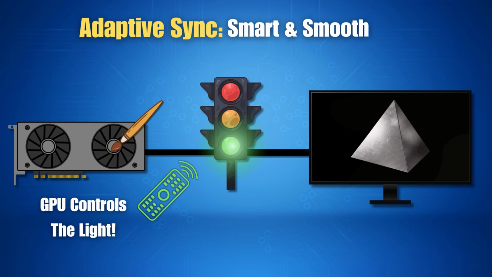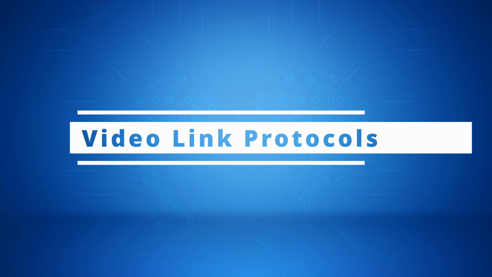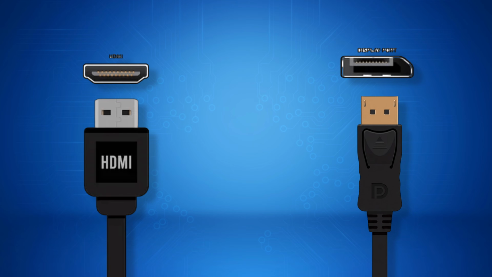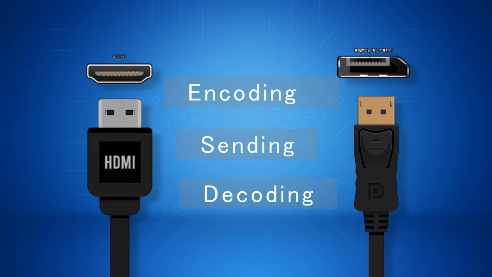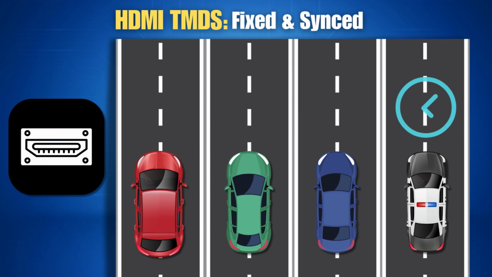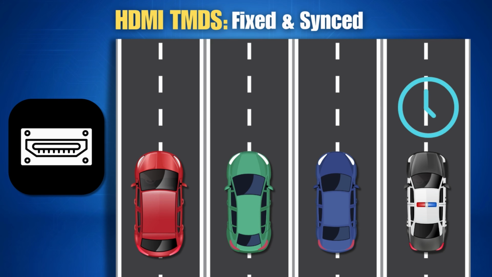And now that our GPU has finished the frame and synced it up with the monitor, it now needs a way to actually get that image to your screen. That job belongs to HDMI and/or DisplayPort. These protocols aren't just dumb pipes. They are active, intelligent systems for encoding, sending, and decoding that pixel stream. First, HDMI. HDMI uses a method called TMDS. Think of it as 3 lanes on a highway, one for red data, one for green, and one for blue. Then we have a 4th lane that provides a clock or heartbeat that keeps both ends in perfect sync. It's a very reliable fixed rate system.